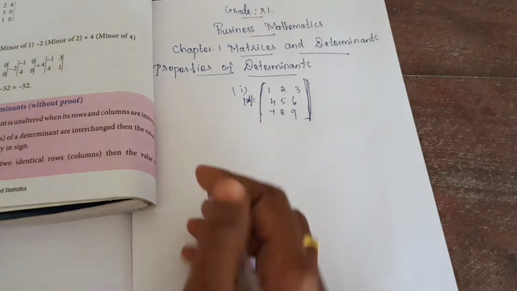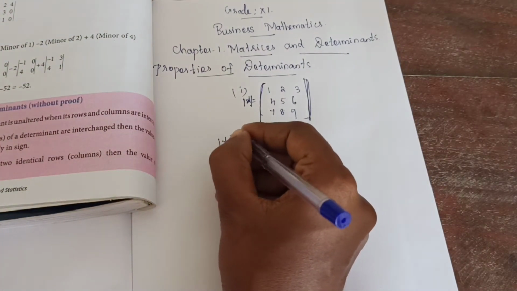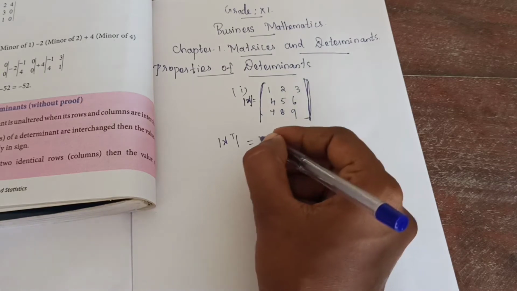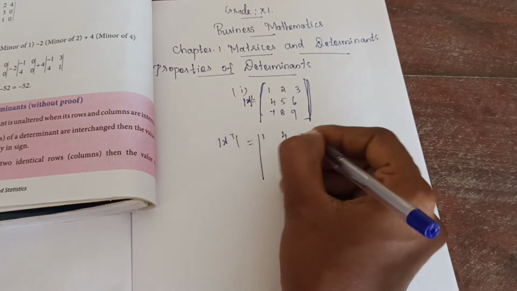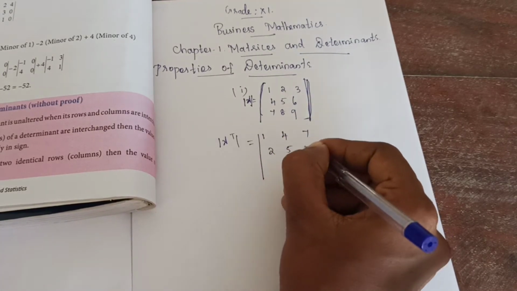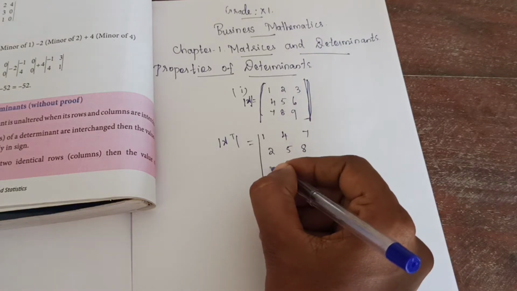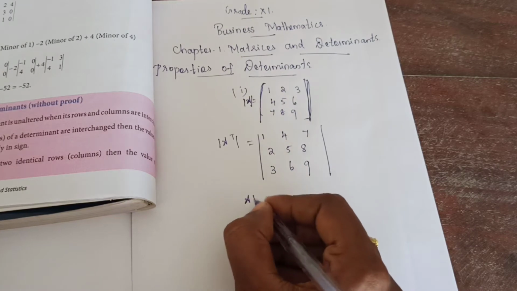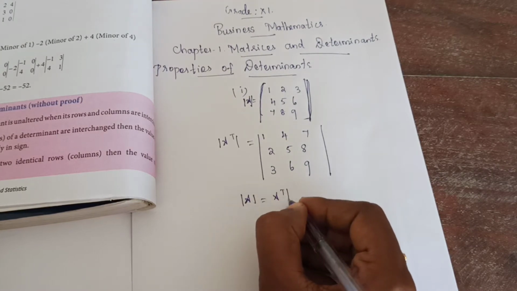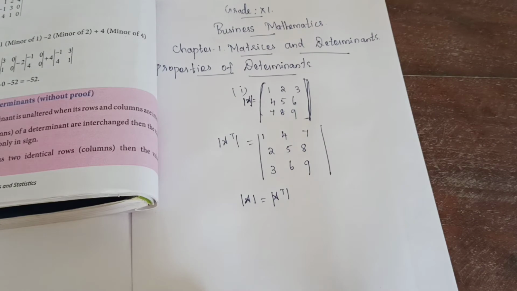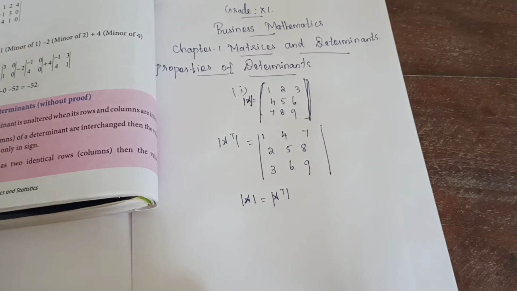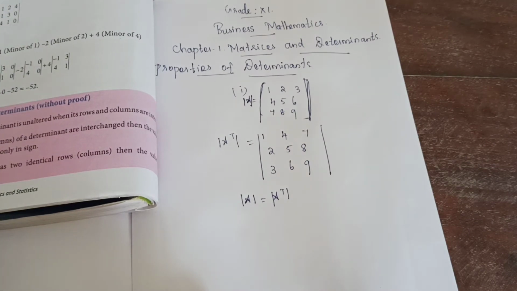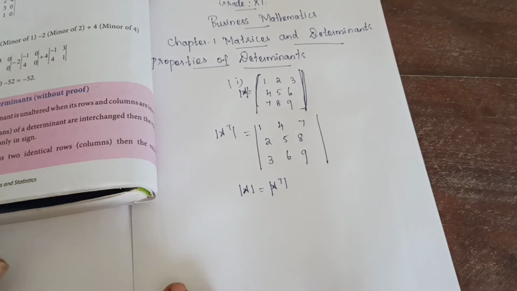When I am finding A transpose, what will happen? Row will change as column. So 1, 4, 7, 2, 5, 8, next is 3, 6, 9. So same, determinant A is equal to determinant A transpose. This is the first property. The value of a determinant is unaltered when its rows and columns are interchanged. When you interchange row and column, the determinant value won't change.